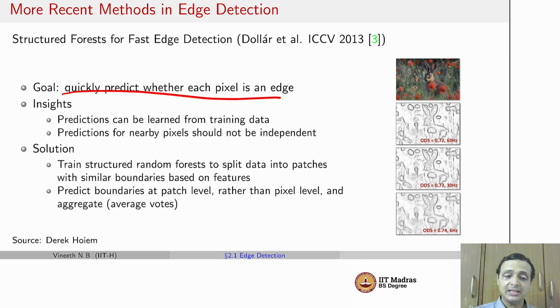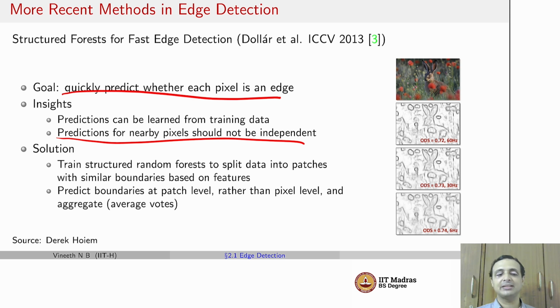And the other insight is that we want predictions for nearby pixels to be influencing each other. If there are two pixels nearby, if one of them is an edge, there's a good chance that the next pixel is also going to be an edge.